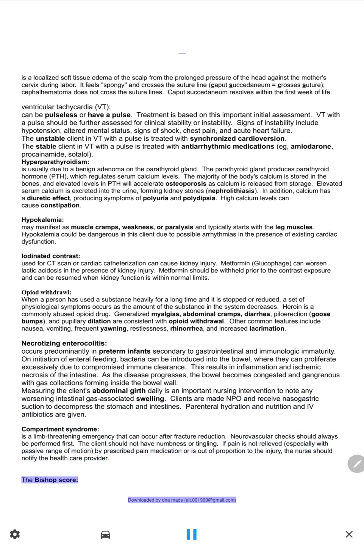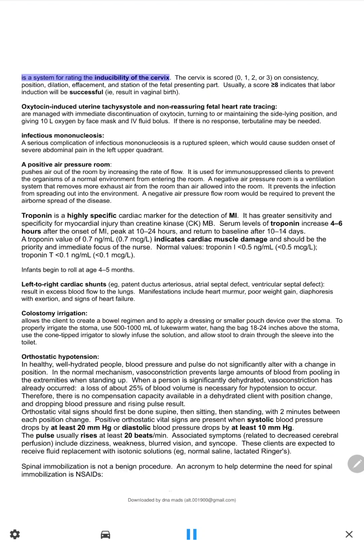The Bishop score, downloaded by DNA Mads, alt.001900@gmail.com, Lomoarch PSD, 19,001,587. Is a system for rating the inducibility of the cervix.